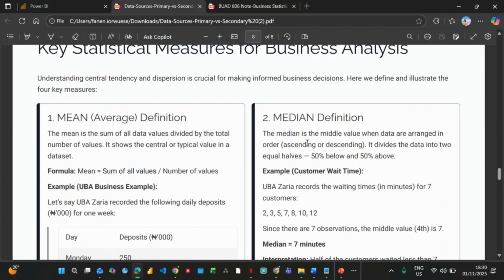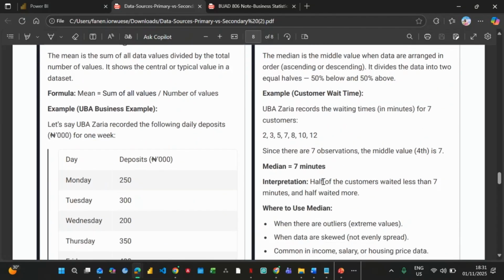So the median is the middle value when data are arranged in order, right? The order can be either ascending or descending. Descending means starting from the highest to the lowest, but ascending means starting from the smallest to the highest. Either way you arrange it, you get your median. It divides the data into two equal halves, that is 50% below and 50% above. So, an example that I will give.